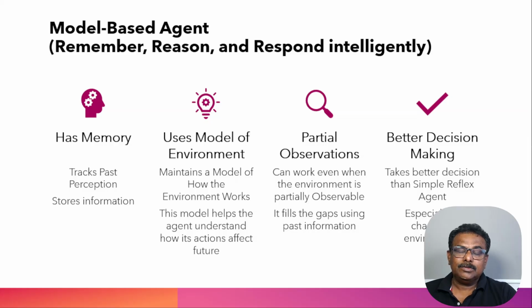So at a high level, if we explain what model-based agents are, it has a memory and it uses the model of the environment, that is the room. It understands it, and is able to take decisions. So at this point, there is a furniture, so I should not go beyond that. So everything it understands and takes the decision.